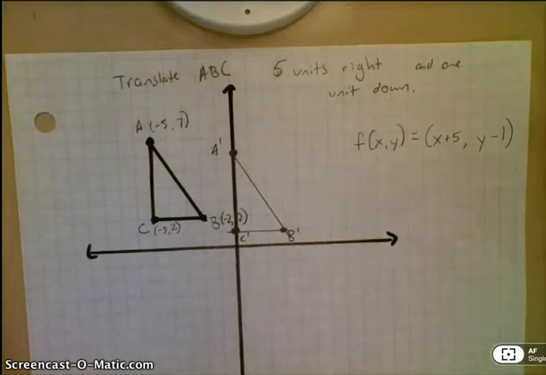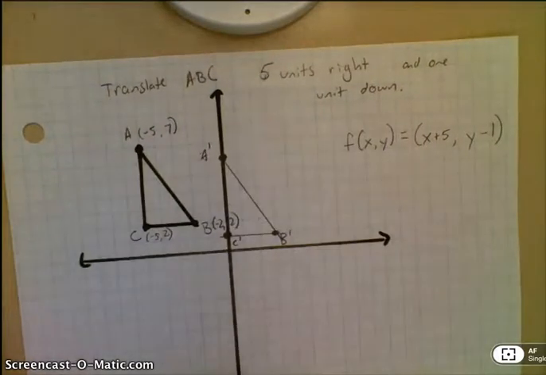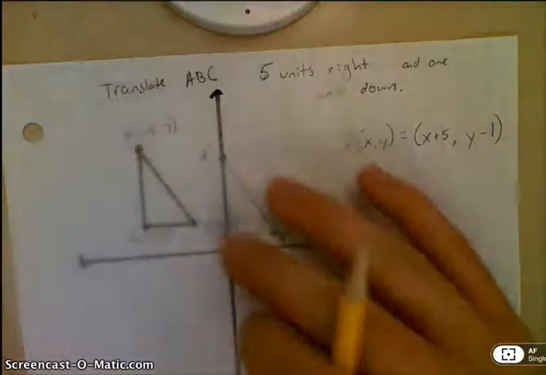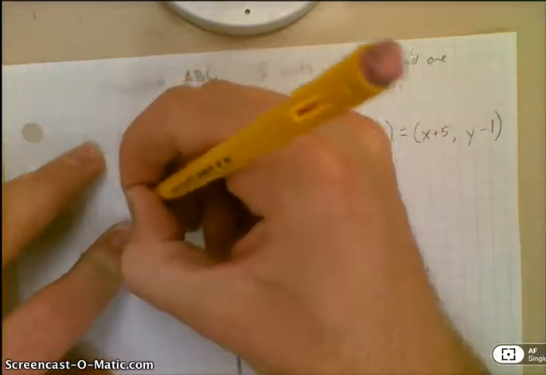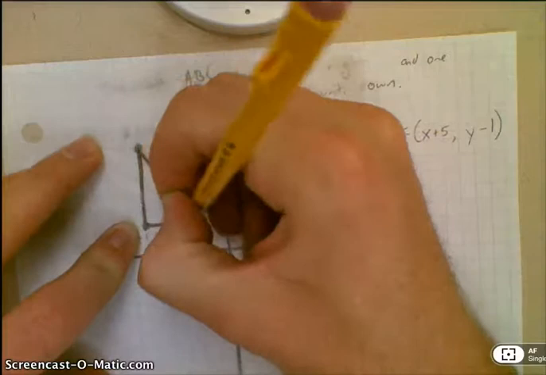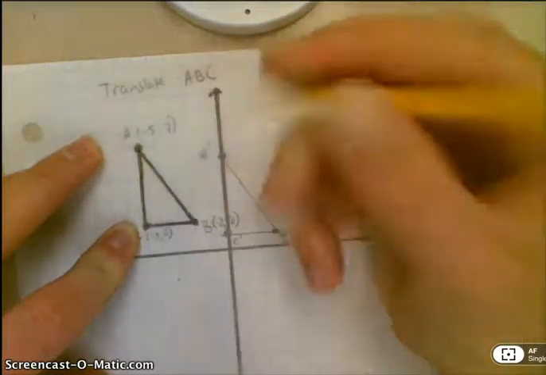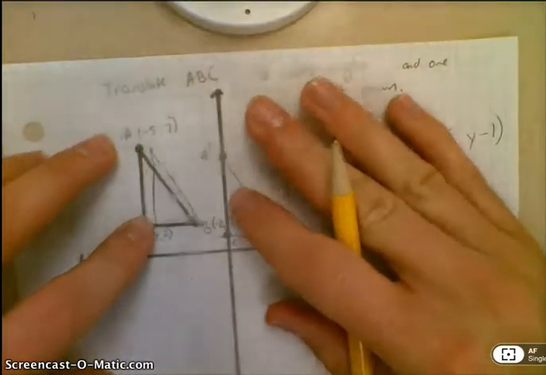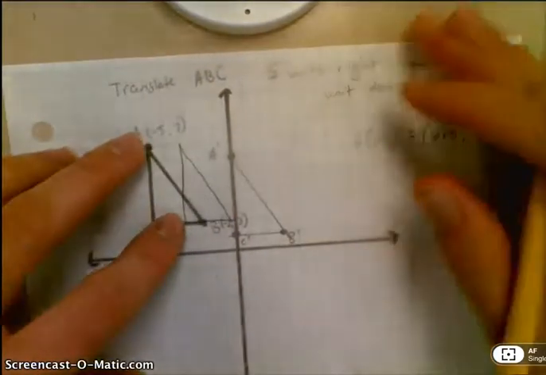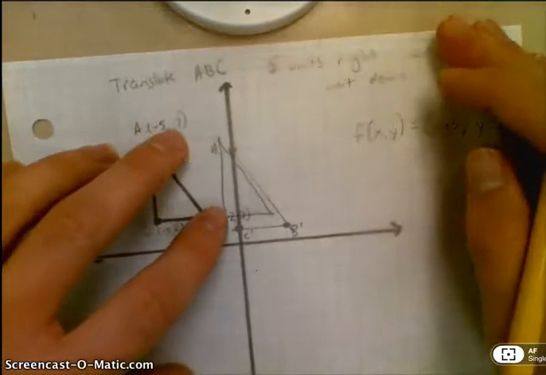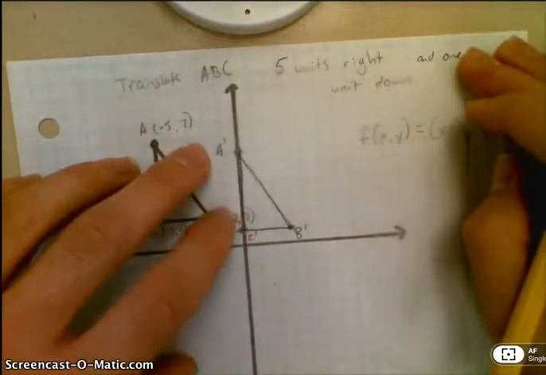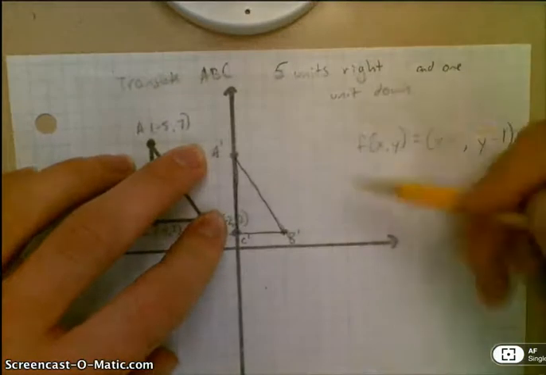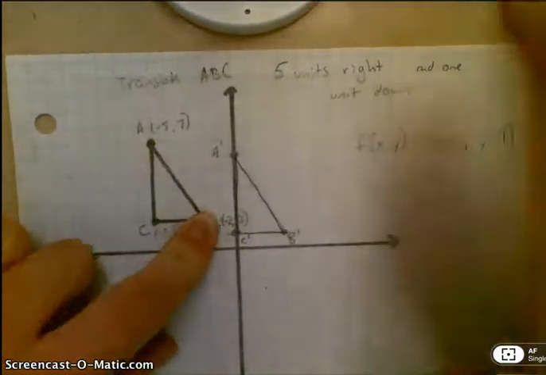And if you're still not convinced, you can always use our friend the patty paper for this one. You would just trace the shape, and you'd have to count 1, 2, 3, 4, 5 to the right, and 1 down. We'll see that, yes, indeed, it does match up with what we had. All right, so translations are probably the simplest one.